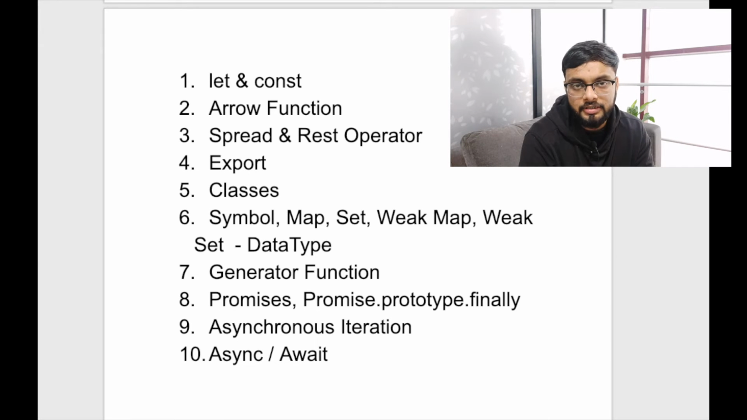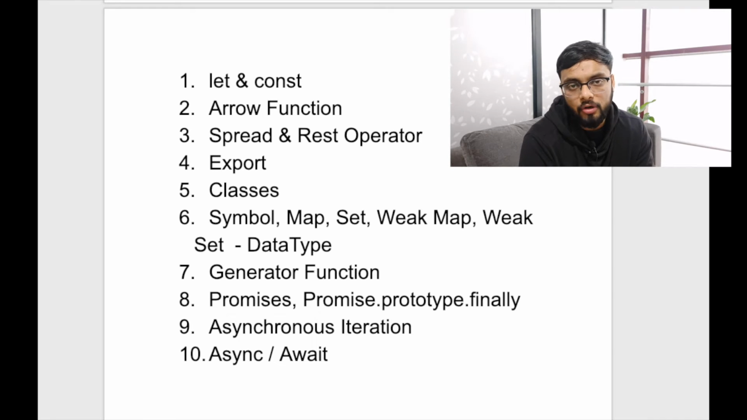Then the next feature is spread and rest operators. I think they are very cool features which make iterations over objects and arrays very easy for developers. Then there are keywords like export. Export is a keyword which makes code reusability way easier for us. Now I just have to define my variables and objects in a file, and I can import them anywhere in my whole project.